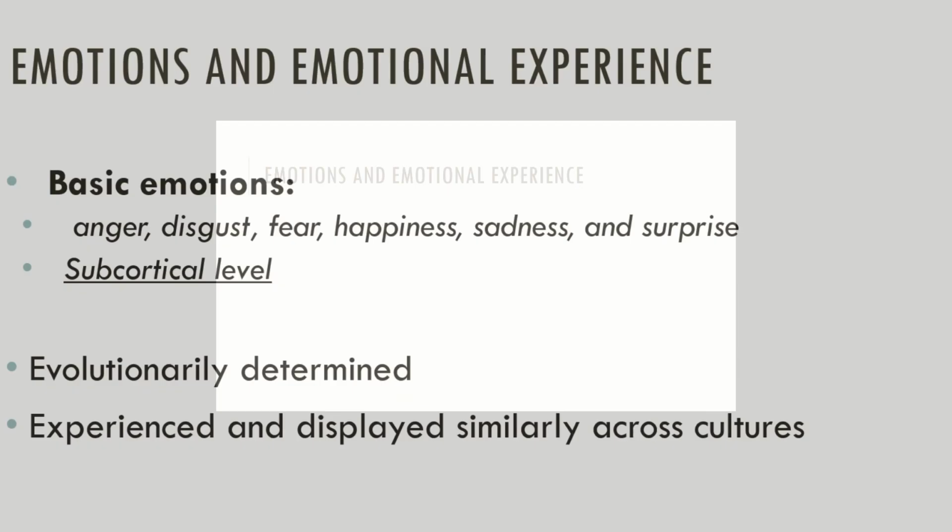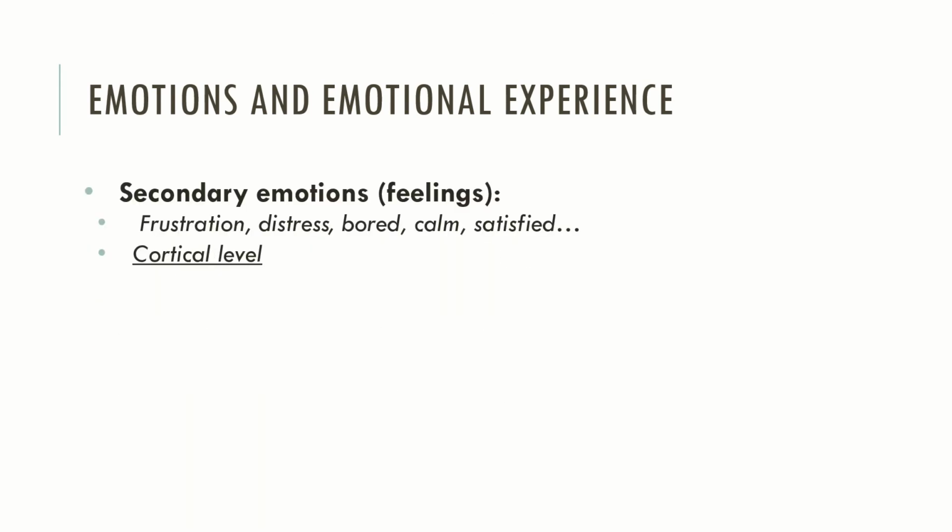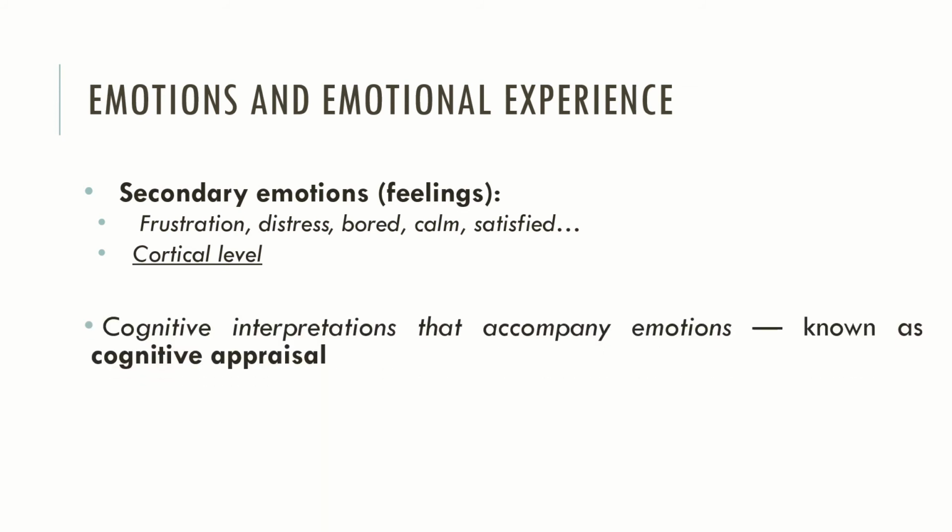However, we can also differentiate other emotions, which are defined as secondary emotions, or which some researchers refer to as feelings. I have here some examples, such as frustration, distress, boredom, calm, satisfaction, and so on. There are different secondary emotions, which have different intensities and different forms of experience. Typically, these emotions are generated at the cortical level because they have a great input from the prefrontal cortex. So, secondary emotions tend to be associated with cognitive interpretations that accompany emotions.